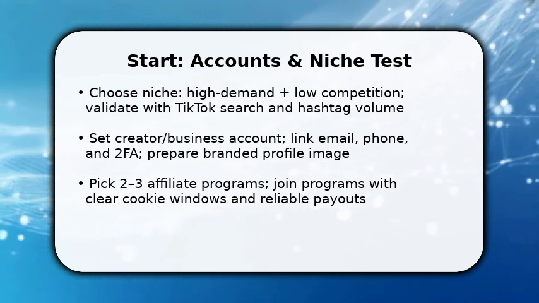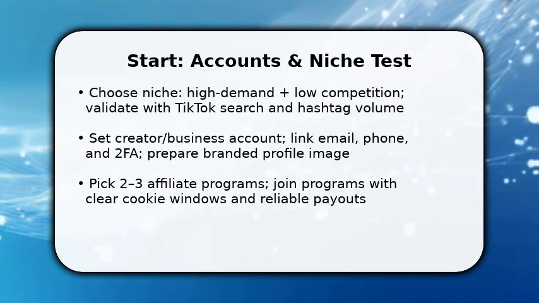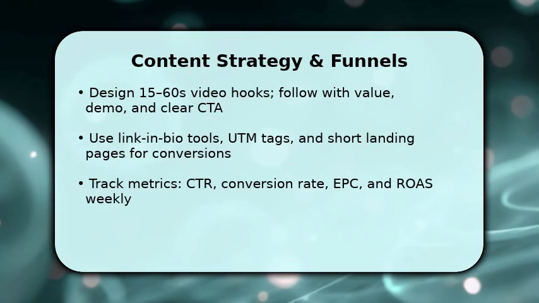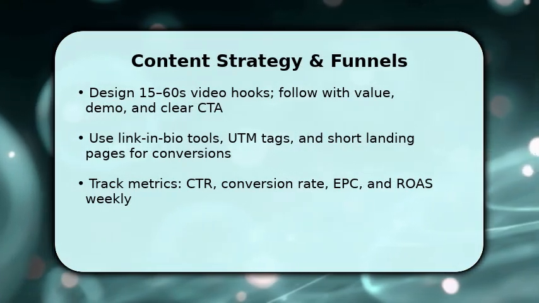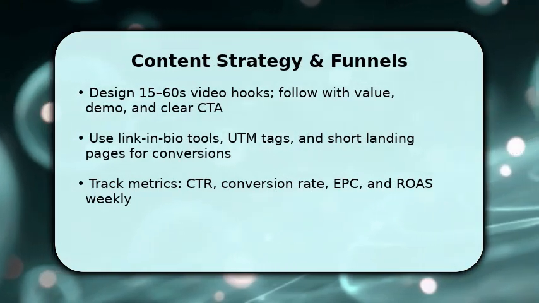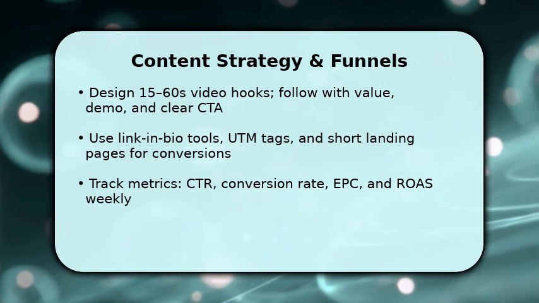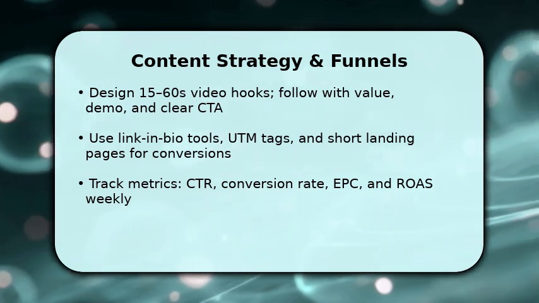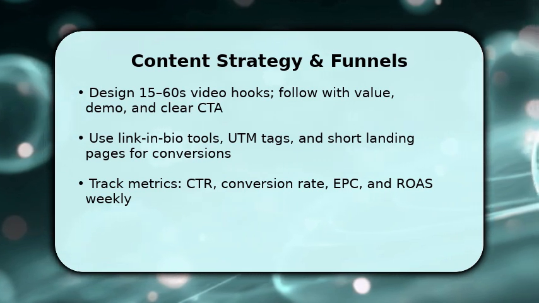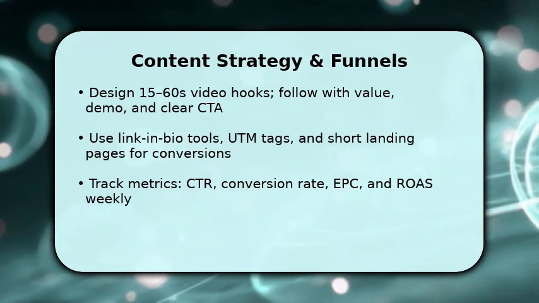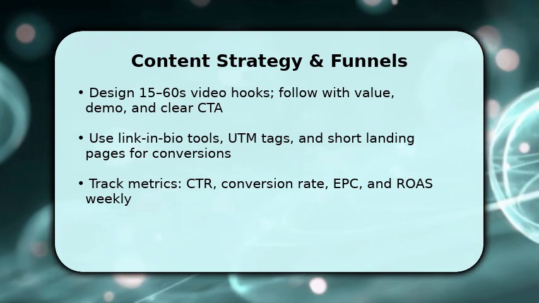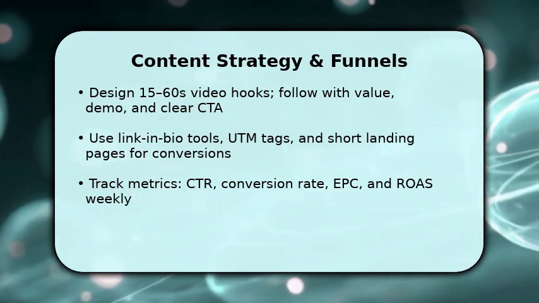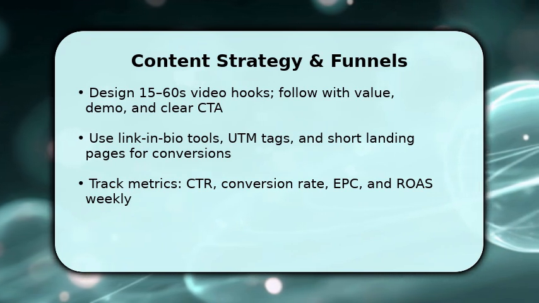Make a simple content test plan to post daily for 1 week to gather initial data. Once you have baseline data, build a repeatable content funnel. Craft short, attention-grabbing hooks that promise a benefit, then demo the product and finish with an explicit CTA. Make sure your bio links use a link in bio tool and UTM parameters so every affiliate click is traceable.